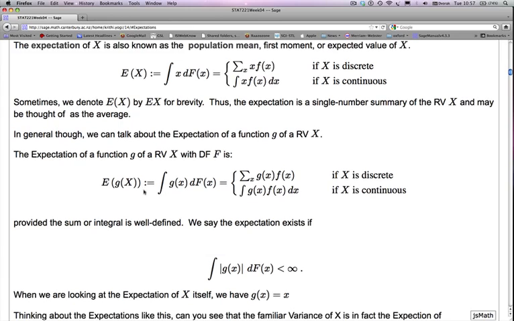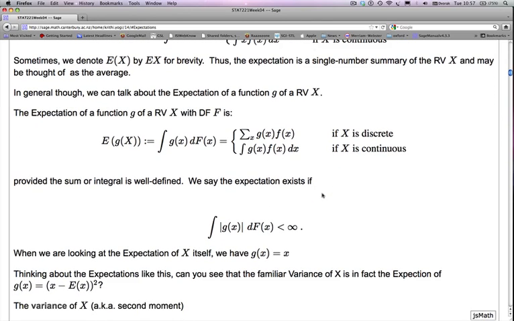We talk about the expectation of g of x as the integral g of x dF of x, which is nothing but the integral of g of x little f of x dx if x is continuous. Or we think of it as the sum over g of x times f of x summed over all x if x is a discrete random variable. And so here little f of x is the probability mass function of the discrete random variable, and here little f of x is the probability density function for the continuous random variable.